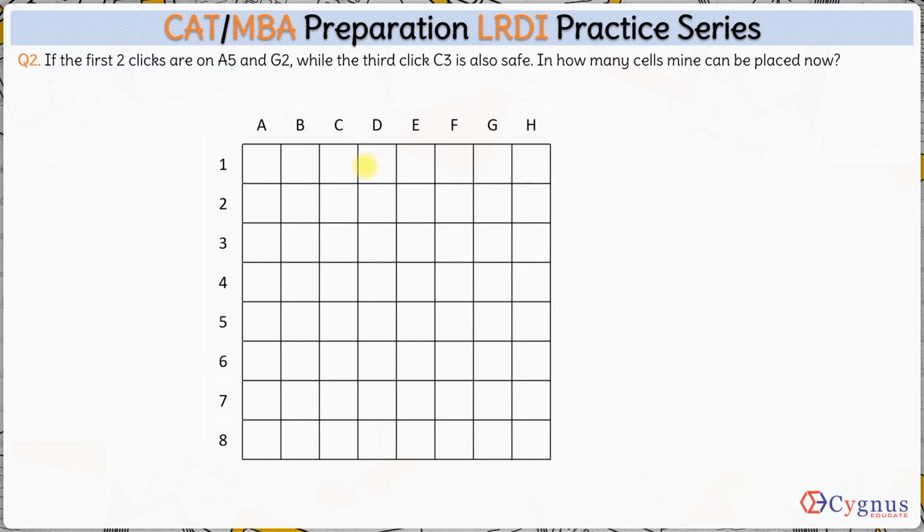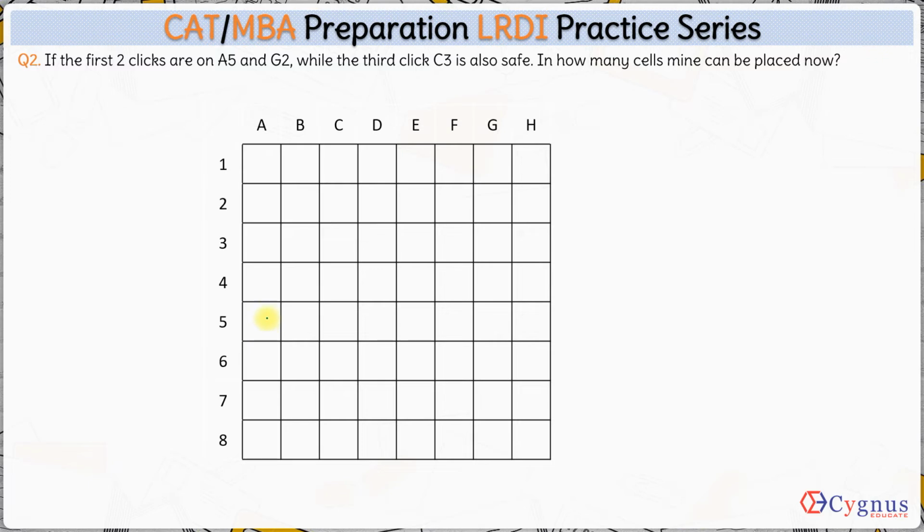Here we have, if the first two clicks are A5 and G2, while the third click C3 is also safe. Now we know the first two clicks have to be safe. So A5 and G2, where is A5? This is A5 and G2. We have G2. These two are safe clicks. So let's go one by one. Now A5 is a safe click.